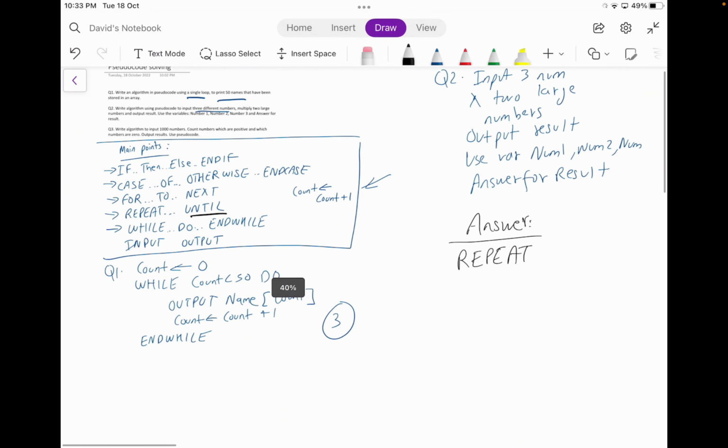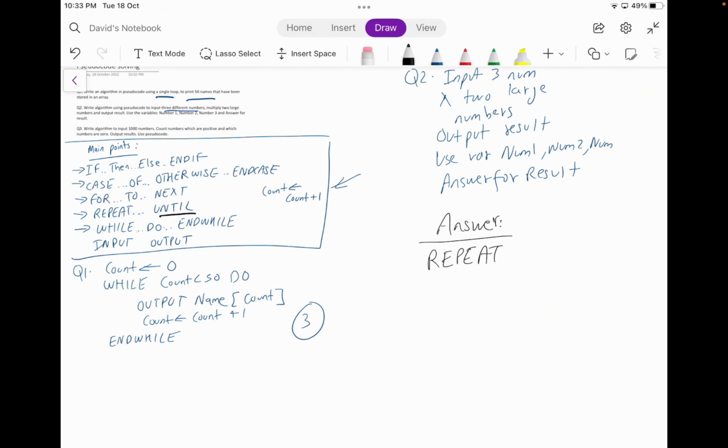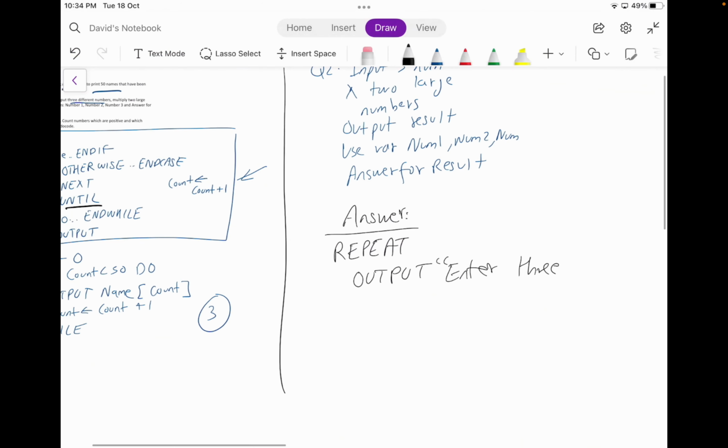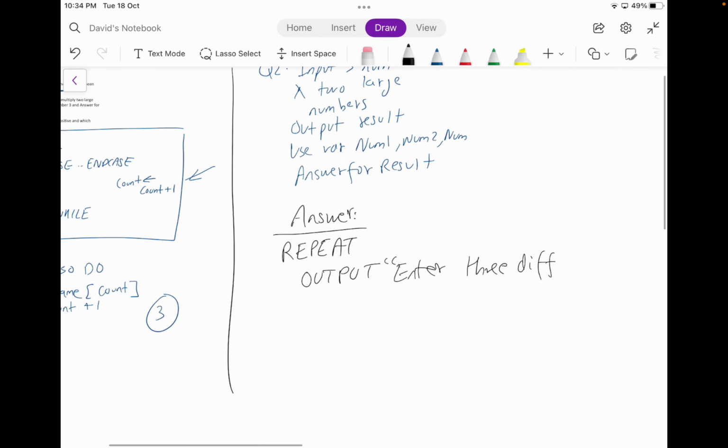By the way, I'm just going to show you the clause here. So you're going to say repeat. Once you write repeat down, you're just going to say output, and then you're going to say enter 3 different numbers. All right, so that's going to be your output. At first you're going to say enter 3 different numbers. I'm just going to make this a bit better.